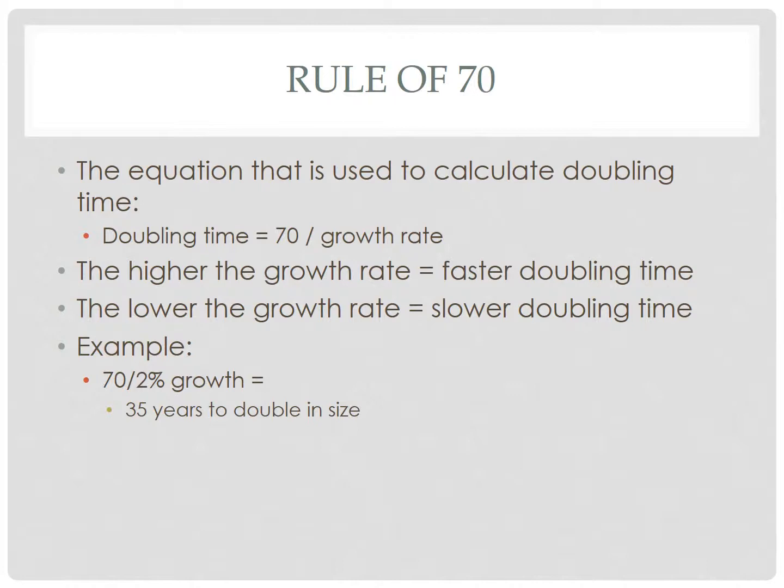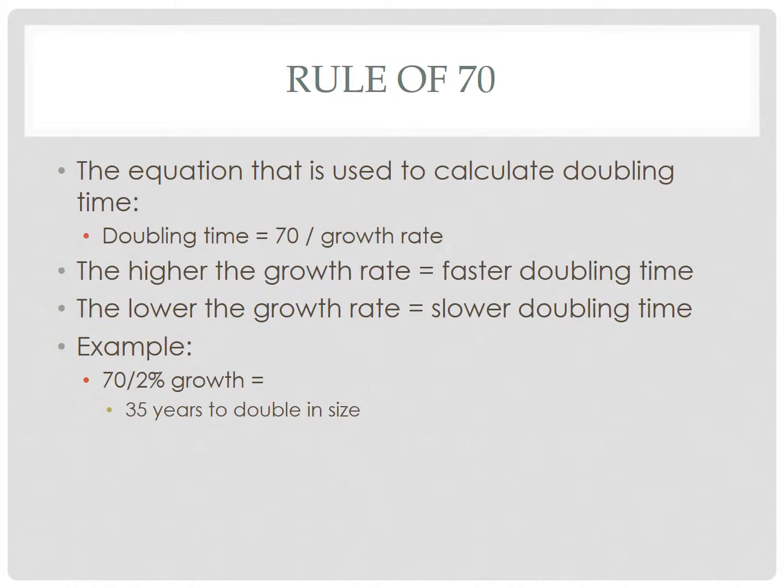So if you are growing at 2%, 2% is actually a fairly significant growth rate. We take 70, we divide it by 2, it would take 35 years to double in size. That's all you have to do. You don't have to convert it out of a percentage. You don't have to do anything like that. Very simple. 70 divided by 2. So let's give some of the more common natural increase rates, growth rates, I should say.